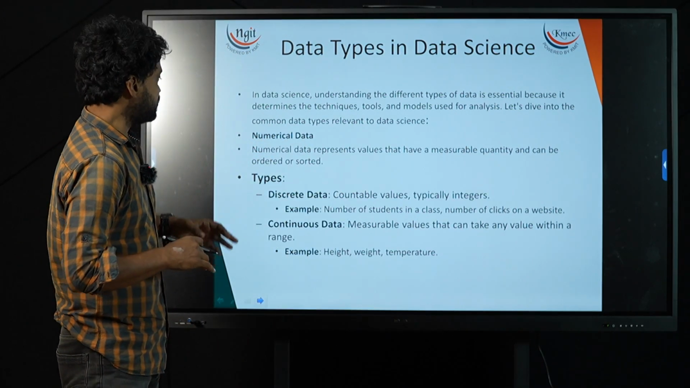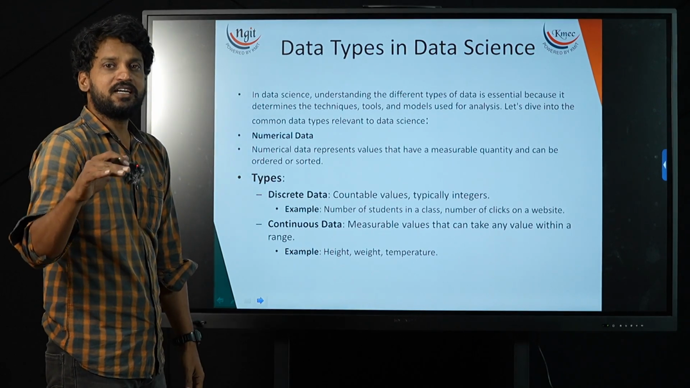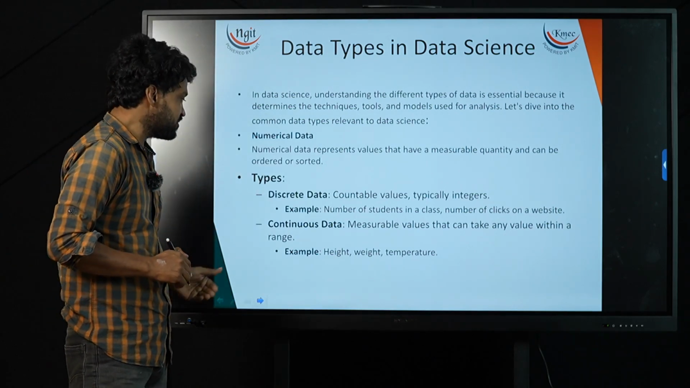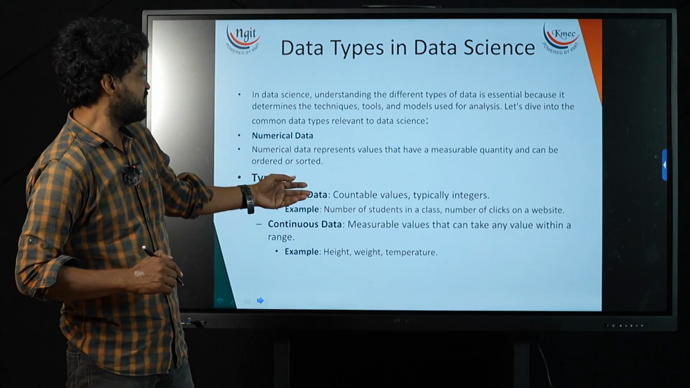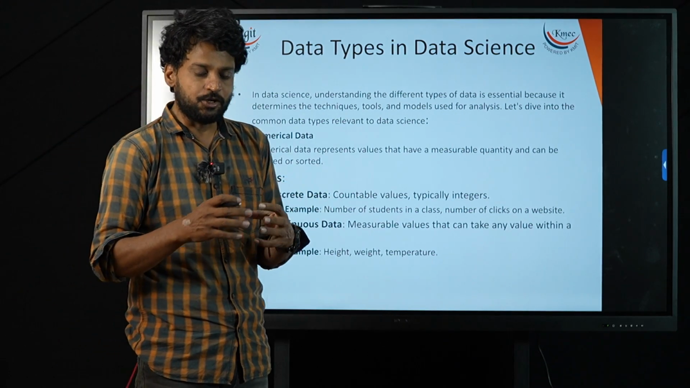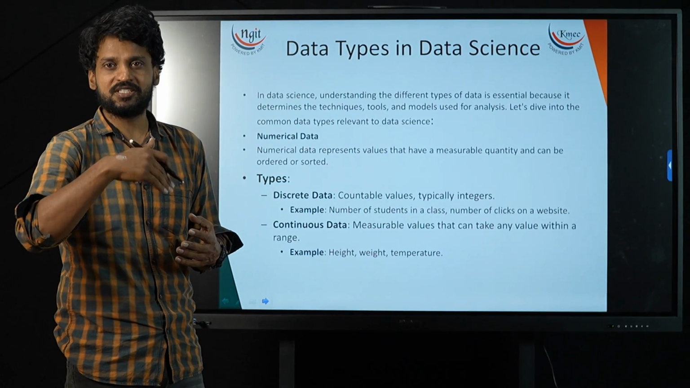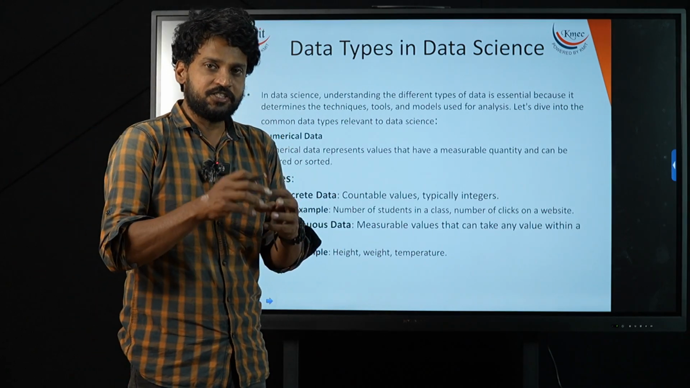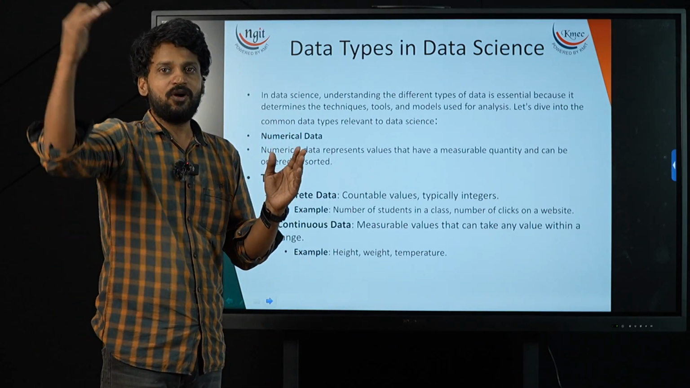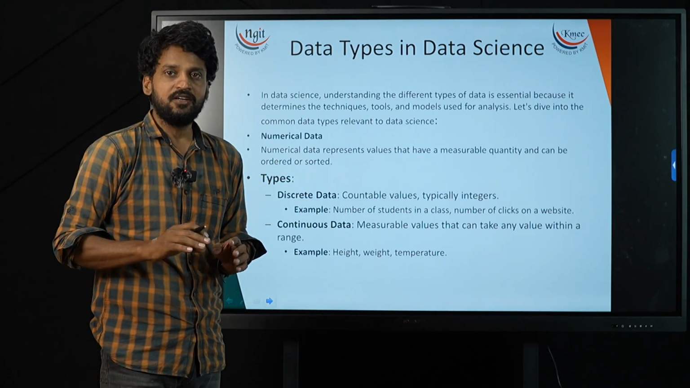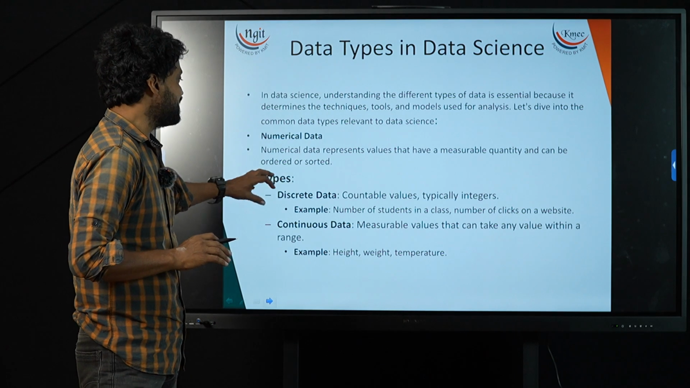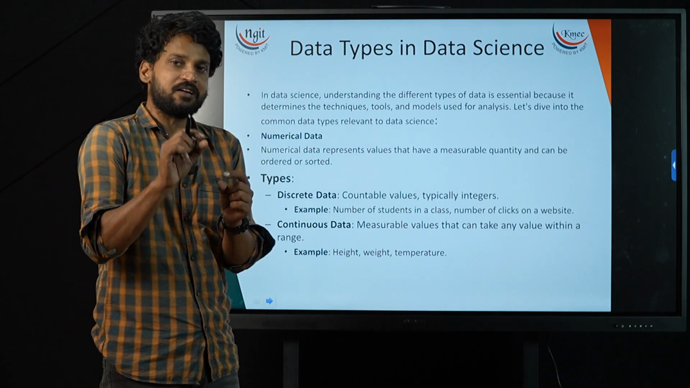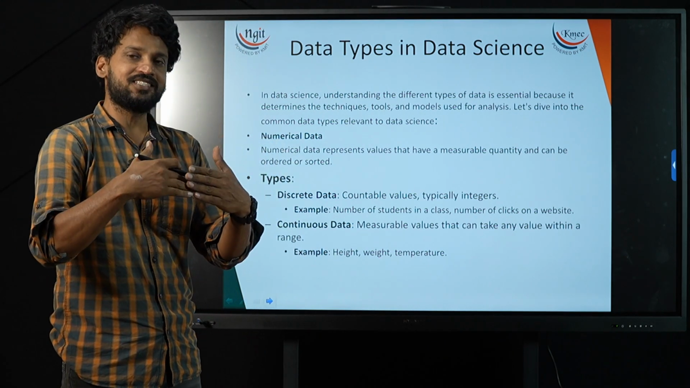Let us understand. The first one is numerical data. What is numerical data? Numerical data is again classified into two categories. The first one is discrete data, the second one is continuous data. What is discrete data? It's a countable value. If there is a domain, such as the number of students in a class, or the number of clicks on a website, it will range from 1 to any unrestricted level. This is represented as discrete data, which is nothing but a countable value. Typically, it is represented with an integer, 1 and so on, or 0 and so on.